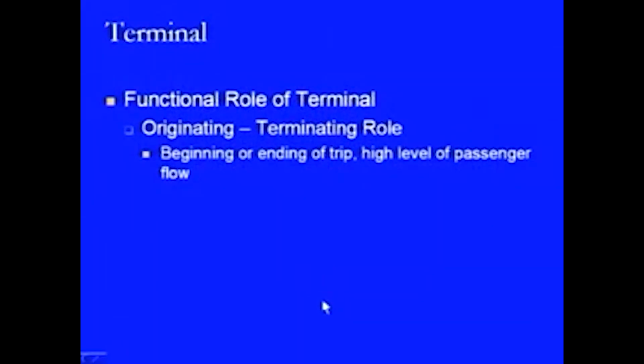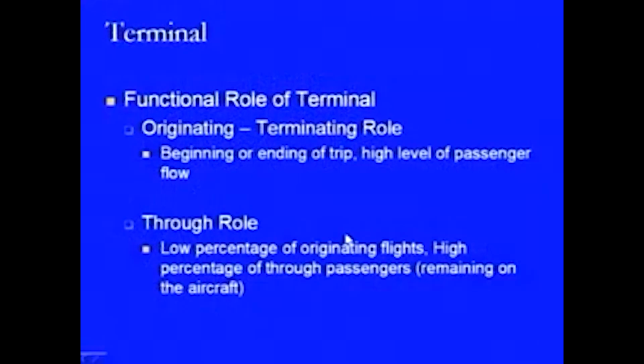Now, we come to the main terminal area and look at the functional role of any such terminal area or terminal building. In that case, there is one functional role which is termed the originating terminating role. In this role, there is a beginning or ending of a trip and there is a high level of passenger flow, because the aircraft is starting from there. All the passengers will be moving towards the aircraft, or if it is a terminating role, then all the passengers will be coming out of the aircraft and moving towards the various facilities.